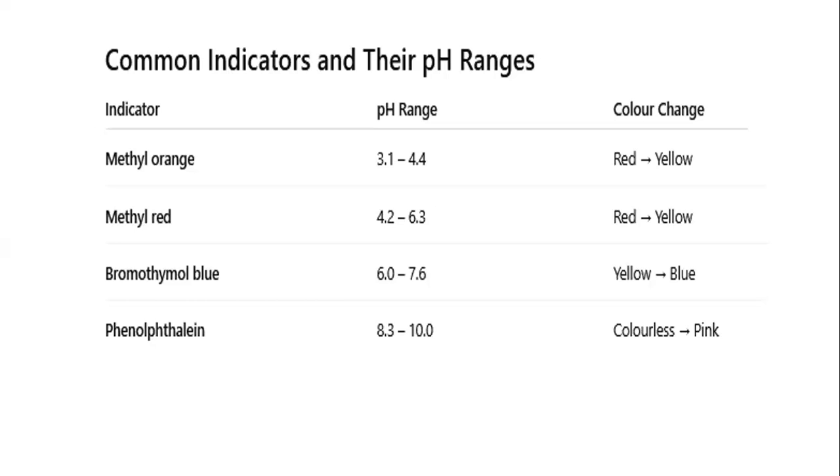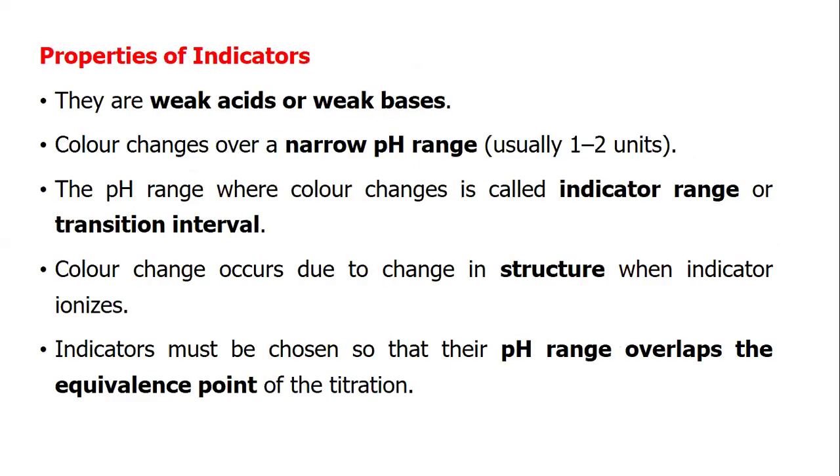Methyl orange 3.1 to 4.4, red to yellow; methyl red 4.2 to 6.3, red to yellow; bromothymol blue 6 to 7.6, yellow to blue; phenolphthalein 8.3 to 10, colorless to pink. Properties of indicators.